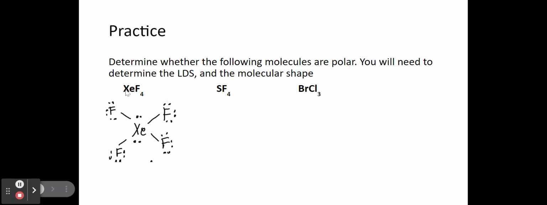So this would be xenon tetrafluoride. It has 4 bonding pairs and 2 lone pairs. That's an octahedral electron geometry and a square planar molecular geometry. It's a fairly symmetrical molecule. It doesn't have a positive and negative end to it because even though these bonds are polar bonds, they end up canceling each other out. So this is a nonpolar molecule.